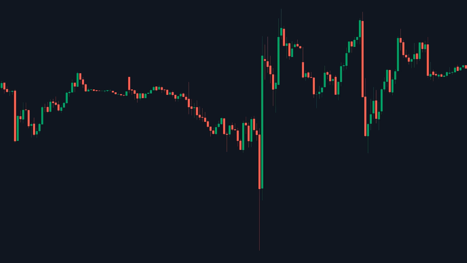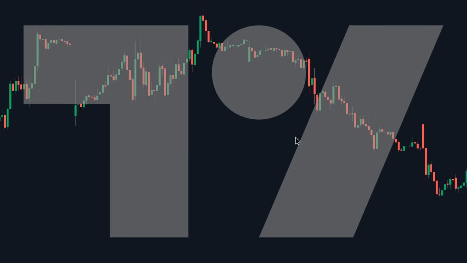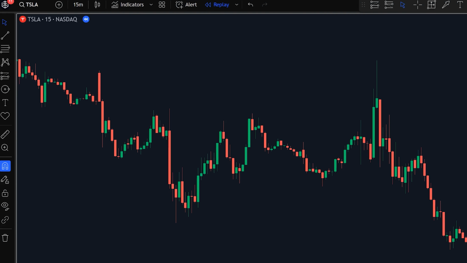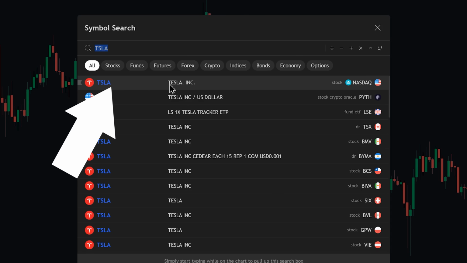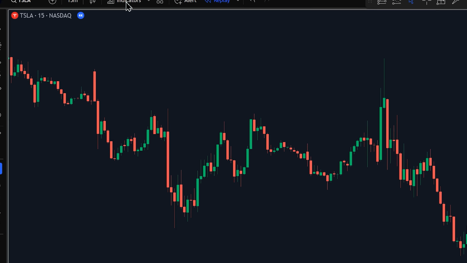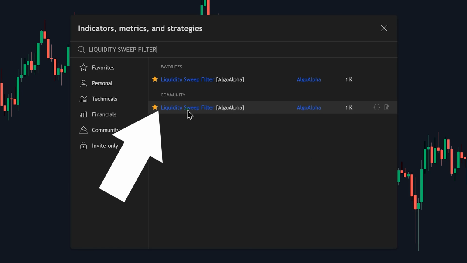Let's get into it. Now, to add this indicator to your chart, you want to go to TradingView, the trading platform that I'm going to be using. If you haven't signed up yet, there's going to be a link in the video description for you to do that. Next, I'm going to load the 15-minute time frame of TSLA, which is the ticker symbol for Tesla. I'm going to go with this one from NASDAQ. After that, you want to click on Indicators and type in Liquidity Sweep Filter. And it's going to be this one by AlgoAlpha.